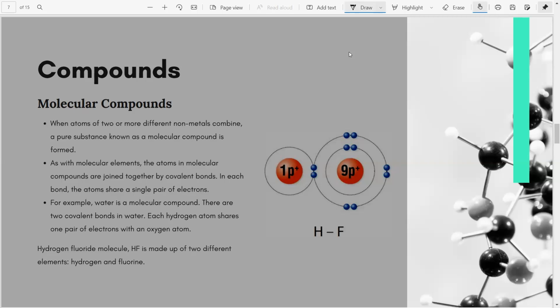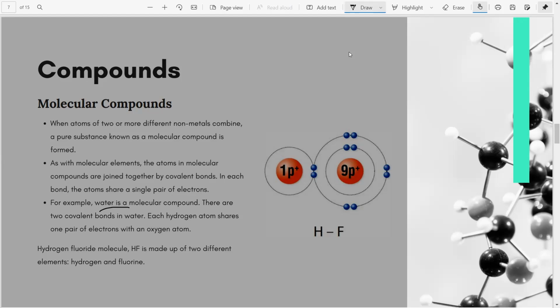So what we just saw earlier on is molecular elements, meaning it's the same element, but more than one atom of that element bonding together. What we're looking at now is different elements, different nonmetals bonding together through covalent bonds where they're sharing electrons. So water is a molecular compound. There are two covalent bonds in water. Each hydrogen shares one pair of electrons with an oxygen atom.